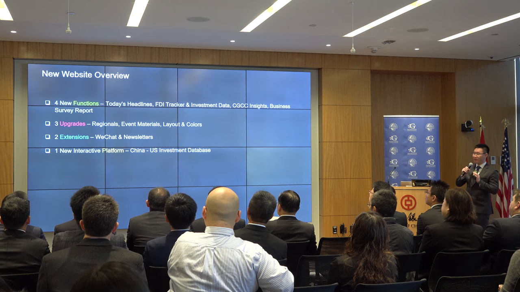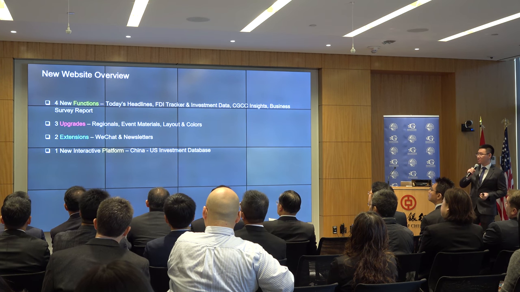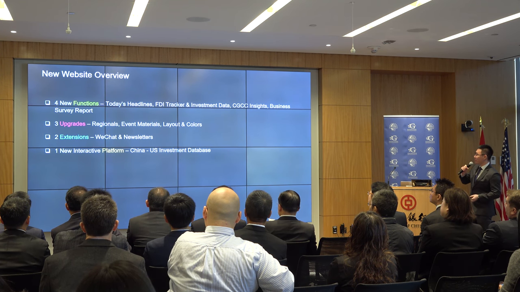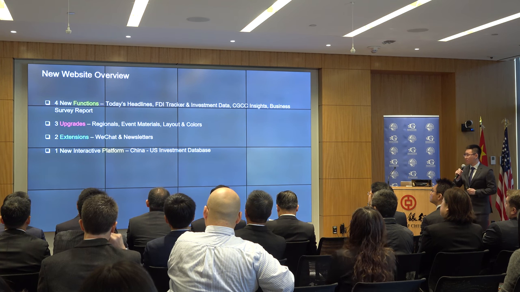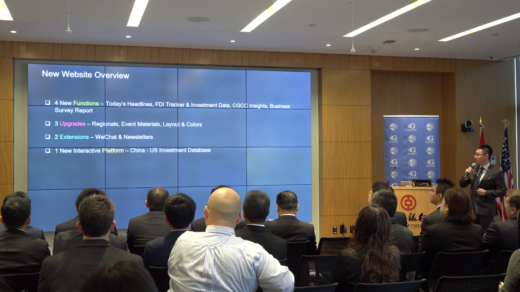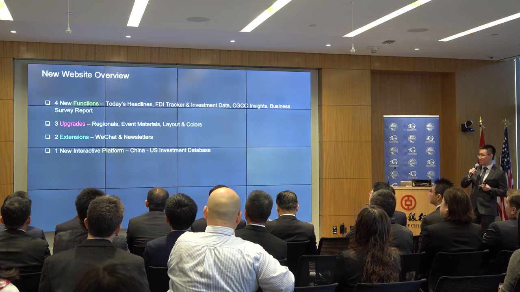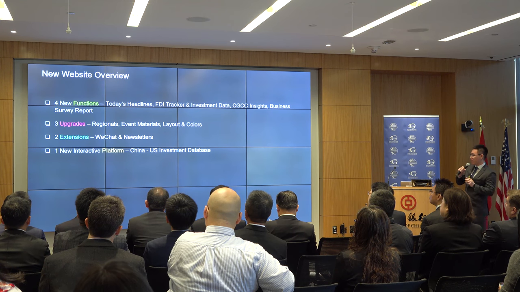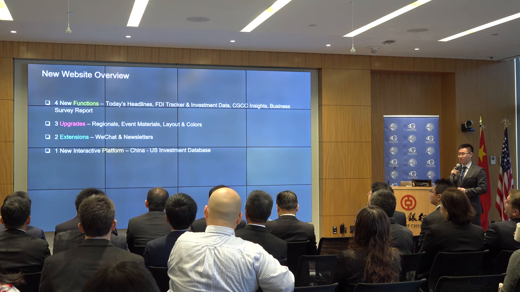So in order to build the next generation Chamber of Commerce, we built four new functions: Today's Headlines, FDI Track and Investment Data, CGCC Insights, Business Survey Report. And we did three upgrades: the Regionals, Event Materials, Layout and Colors. And we have two new extensions, the WeChat Newsletter, and one new interactive platform, the China-US Investment Database.